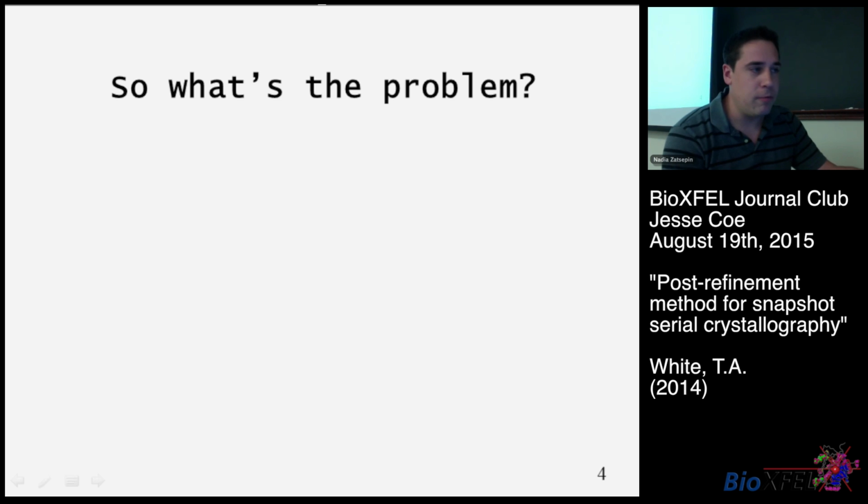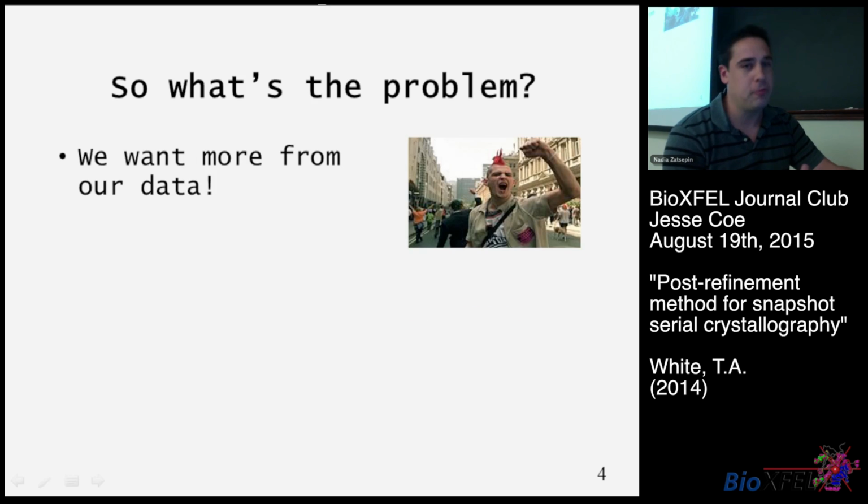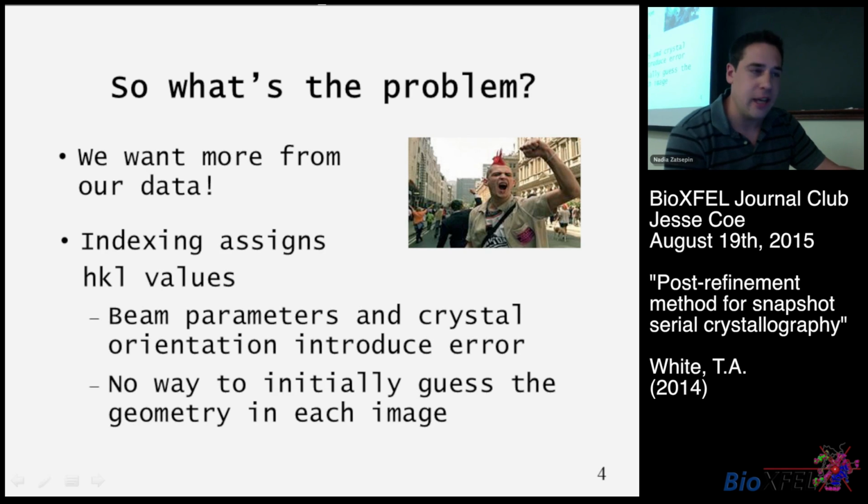So what's the problem? Basically we have a lot of data. We need to take high redundancy, but we've been doing this, so this seems to have worked. So why move forward? Well, we want more from our data. We want to get as much out of it as we possibly can, and so one way to do that would be taking into account partialities, and so I'll get into that in a minute.